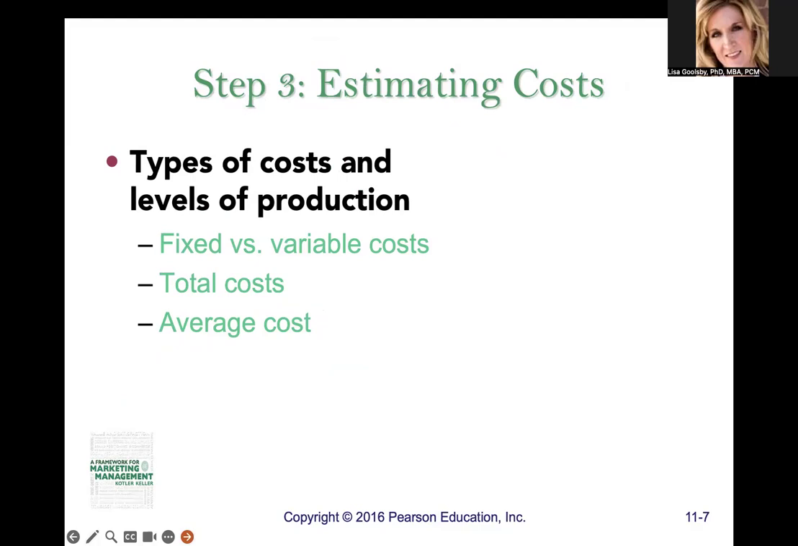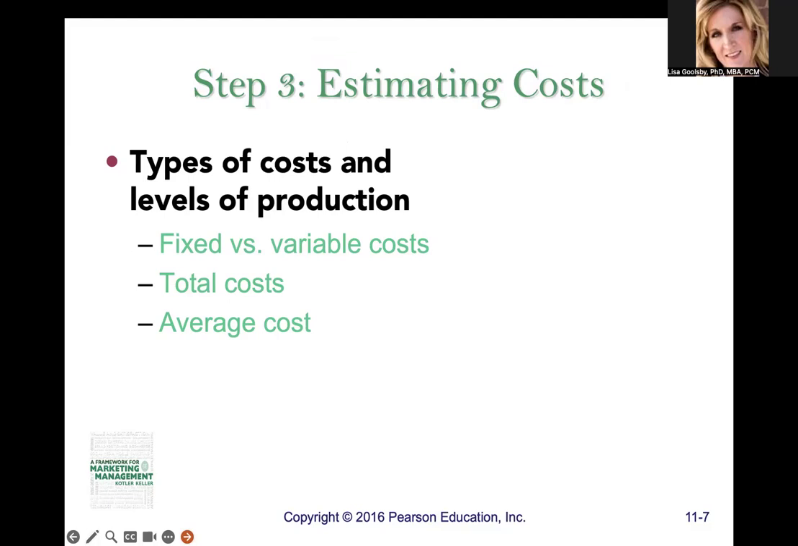When we look at estimating costs, we have to look at the fixed versus the variable costs. We have to look at the total costs, and then we have to look at that average cost. And we have to look at the levels of production and what happens when we produce more versus producing less. But that again then goes back into play with our laws of supply and demand and how much supply can we have and what does that do to our demand curves.